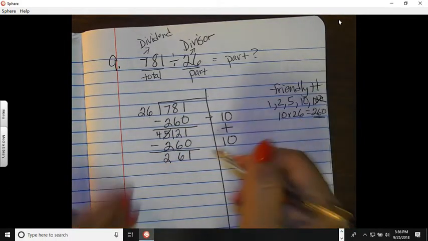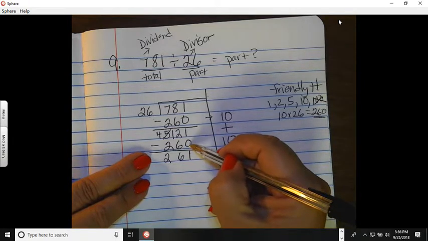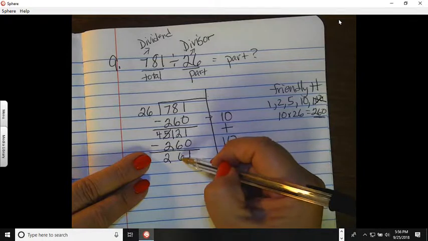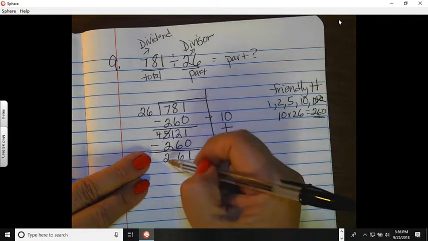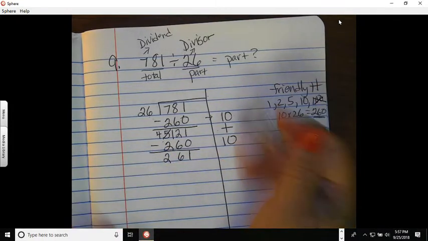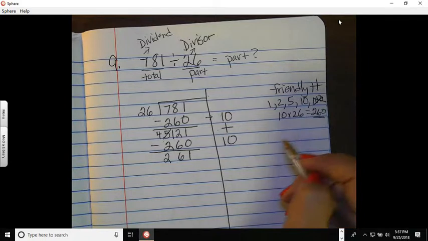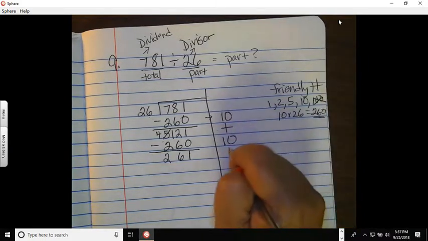All right, to check my work, look at this. 1 plus 0 equals 1. 6 plus 6 equals 12. Carry my 1. 2 plus 2 is 4, plus 1 is 5. There you go. So start practicing that so that it can get more embedded into your brain. And it'll help you remember.